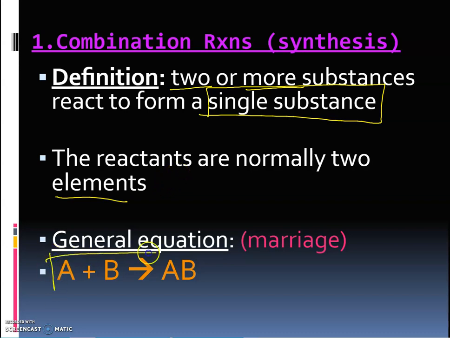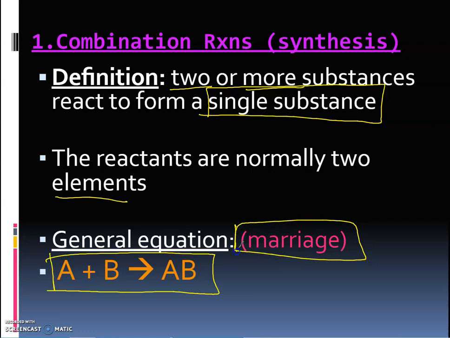So in general, we have this. A plus B yields AB. And this is our typical marriage. 2 become 1. Love is love. I don't care how you orient yourself. I just want you to be happy. So we're going to put our 2 things together, and we are going to have our marriage between them.